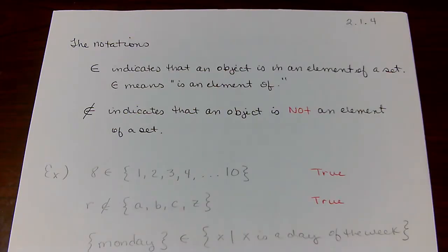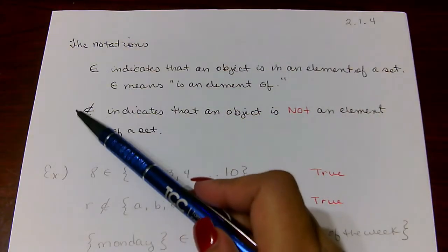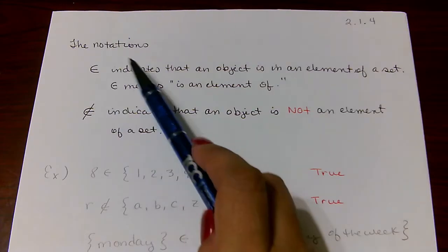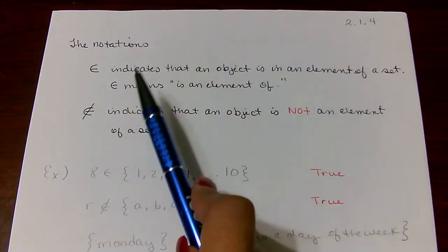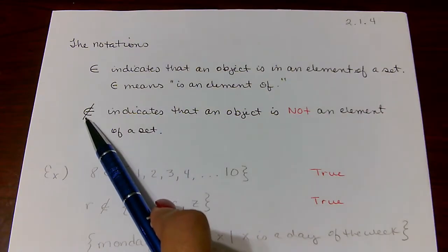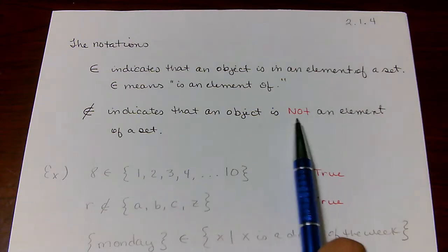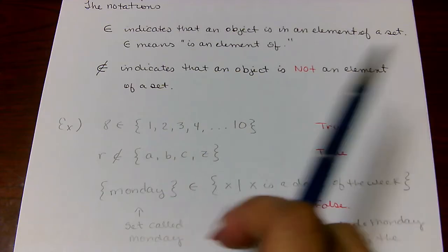Now we're going to be talking about notations. These are two specific symbols. This symbol indicates that an object is an element of a set. This means "an element of." The one with the line across it means it's not an element of a set. Let's look at some examples.